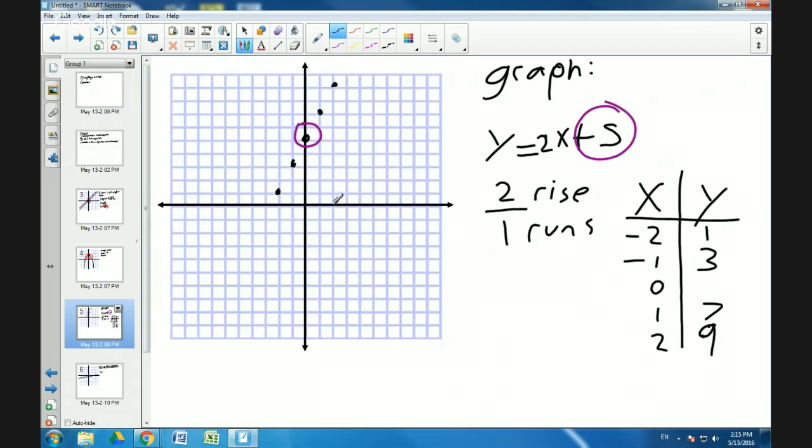Graph that on there, and we can go across. There. Now we have a linear equation.